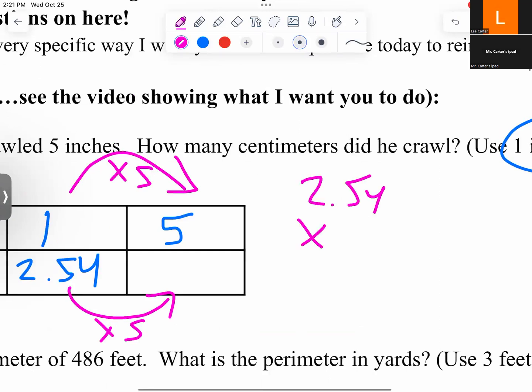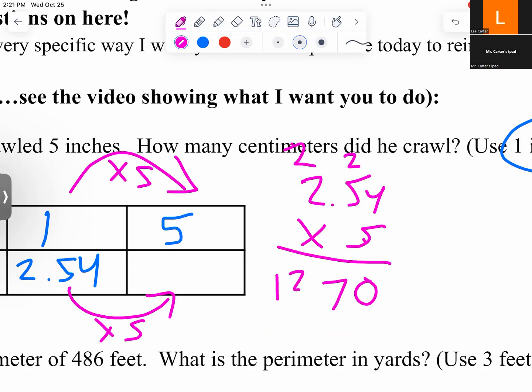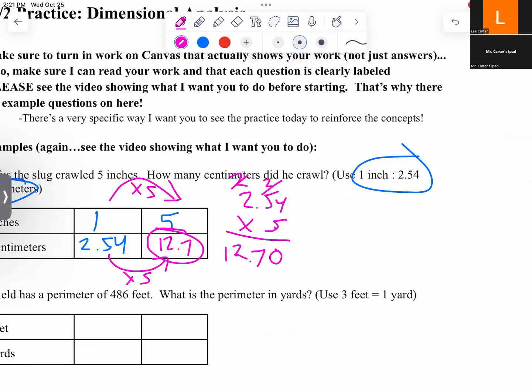2.54 times 5. 4 times 5 is 20. 5 times 5 is 25, and 2 is 27. 5 times 2 is 10, and 2 is 12. So 2 decimal places in the problem, so 2 in the answer. So he went 12.70 centimeters. This is our answer right here.